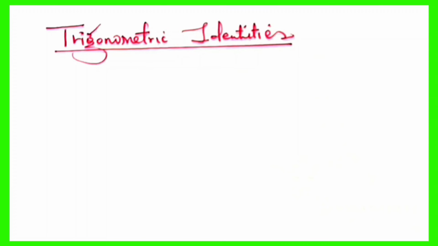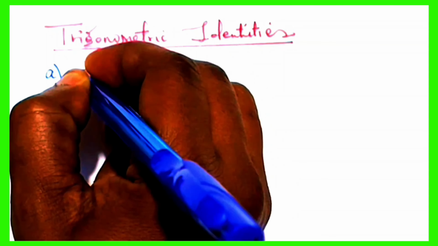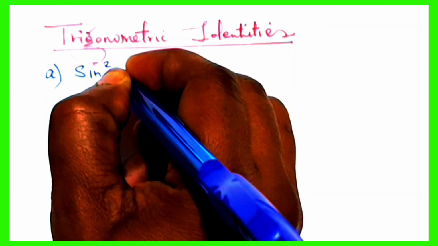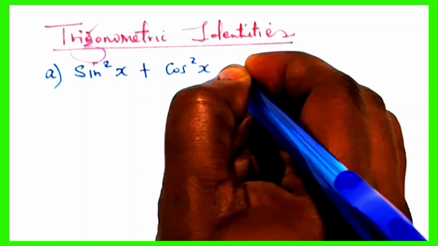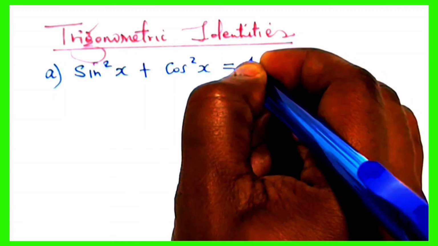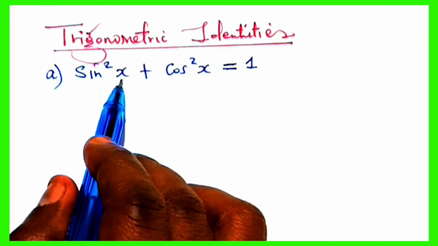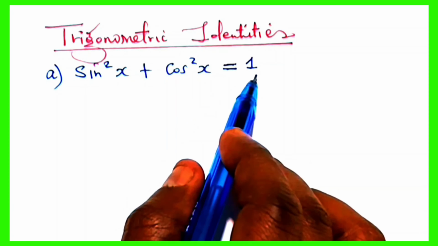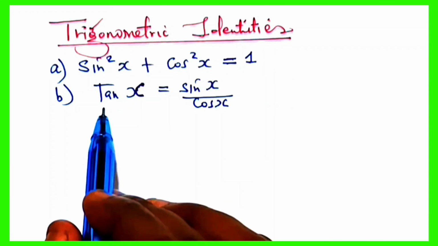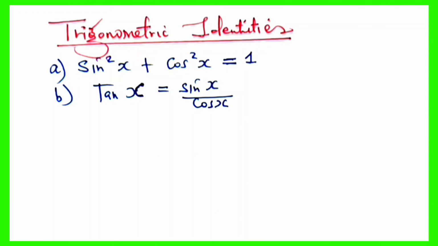Trigonometric identities. There are 2 trigonometric identities that we are going to consider here. The first one being sine squared x plus cos squared x is equal to 1. And this will mean sine x multiplied by itself plus cos x multiplied by itself to be equal to 1. And the second one is tan x to be equal to sine x divided by cos x.